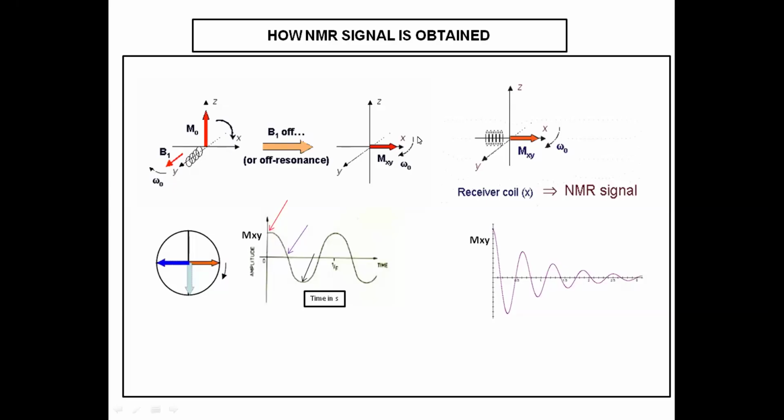Okay, so here you can see the generation of MXY. MXY represents the signal of the particular sample that is generated, and it shows how it looks in the XY plane. So it decays like this, and this particular characteristic decay is called free induction decay in NMR.